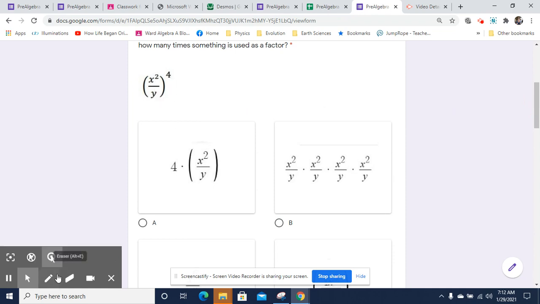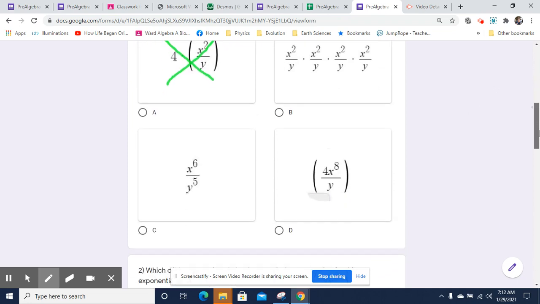So we can rule out this one right here because this is telling us to use it as something to add together. So we're saying this 4 times x squared over y is the same as x squared over y plus x squared over y plus x squared over y plus x squared over y. That is not using it as a factor. So rule that one out right away.